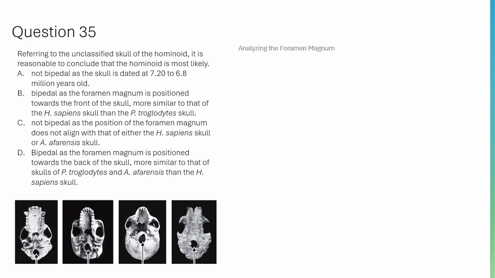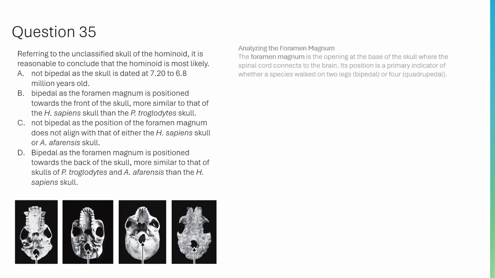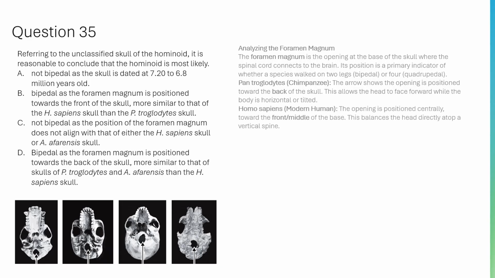Analyzing the foramen magnum: it is the opening at the base of the skull where the spinal cord connects to the brain. Its position is a primary indicator of whether a species walked on two legs, bipedal, or on four, quadrupedal. Pan troglodytes, chimpanzee: the arrow shows the opening is positioned toward the back of the skull. This allows the head to face forward while the body is horizontal or tilted. Homo sapiens, modern human: the opening is positioned centrally, toward the front middle of the base. This balances the head directly atop a vertical spine.